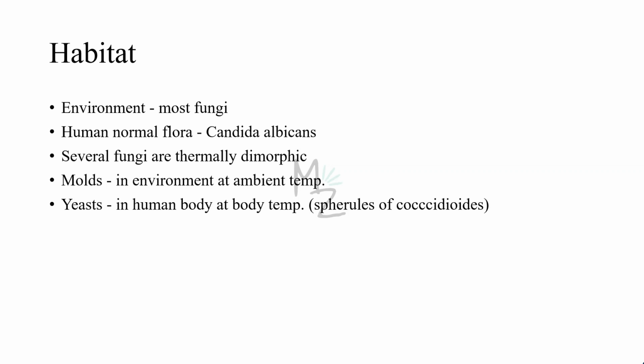Several fungi are thermally dimorphic. Thermally is related to temperature. Dimorphic: di is for two and morph is for shape. These fungi form different structures at different temperatures. They exist as molds in the environment at ambient temperature and as yeasts or other structures such as spherules of Coccidioides in human tissues at body temperature.